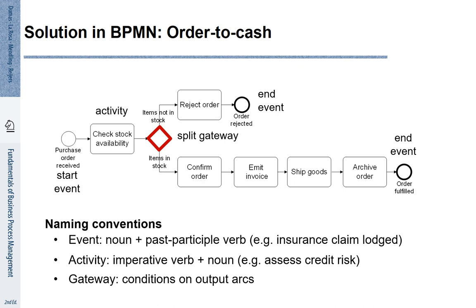If the order is confirmed, you see that several steps follow: the steps of emit invoice, ship goods, and archive order. Eventually, we reach one of the end events. There is an end event that is called order fulfilled. And if the order is rejected, the end event is order rejected.